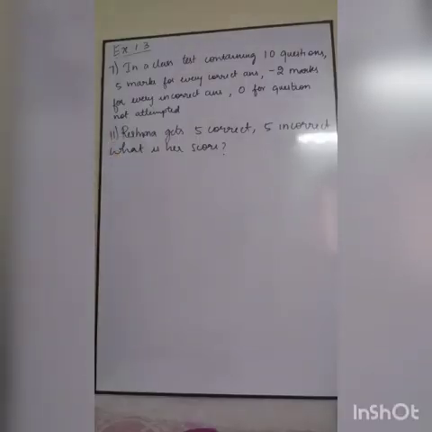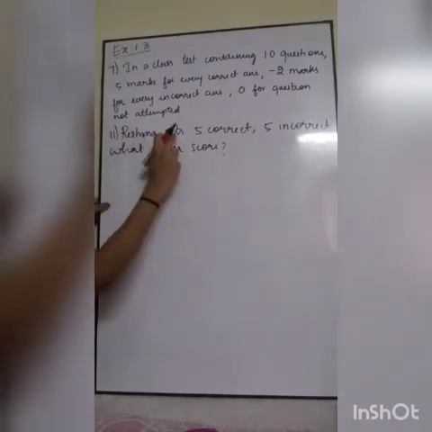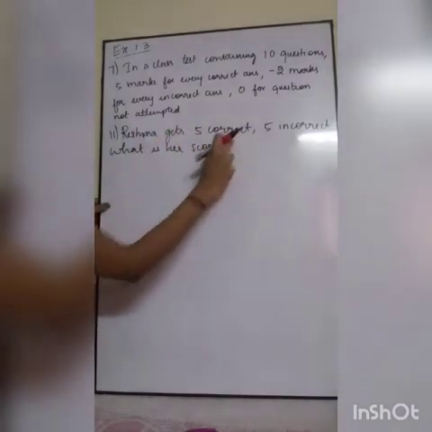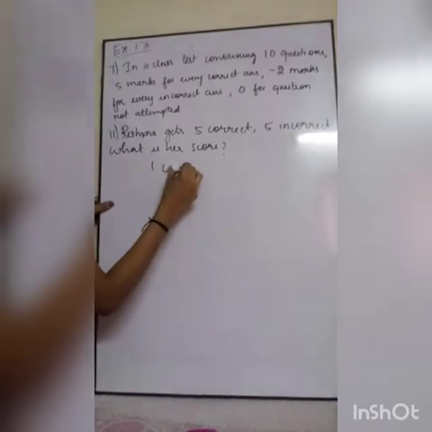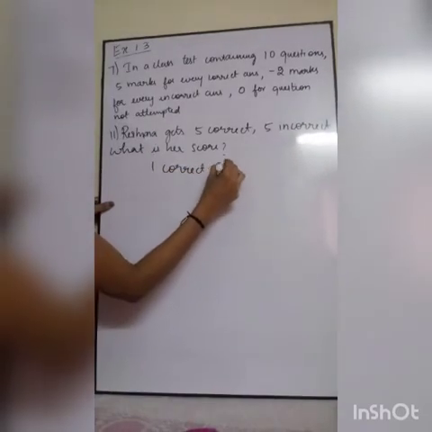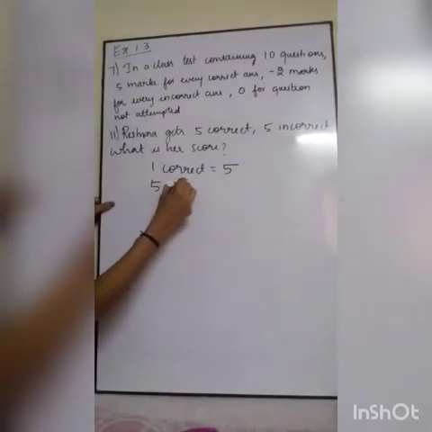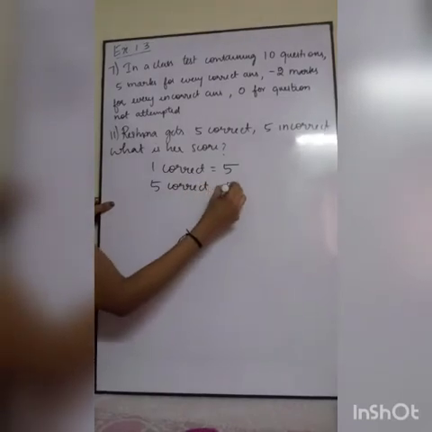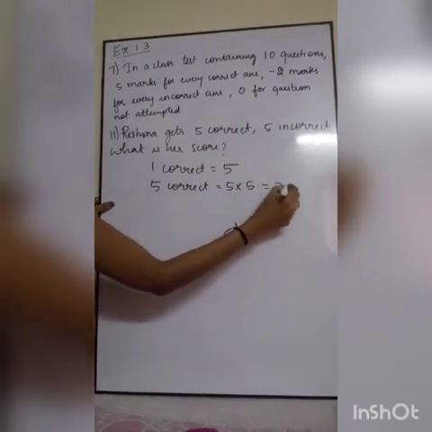So how many questions do we have totally? 10 questions. 5 marks for correct answer, minus 2 marks for incorrect answer, and 0 marks for not attending that question. So you should keep this in your mind and solve this question. So Reshma has how many correct answers? 5 correct answers. So for 1 correct answer, how much mark? 5 marks. So for 5 correct answers, 5 into 5, 25 marks.